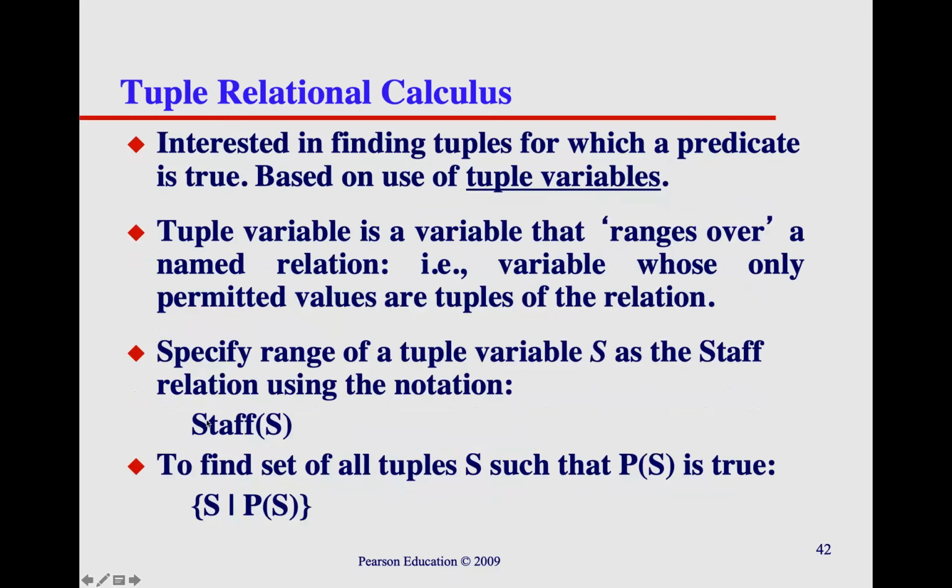Okay, so the way we specify a tuple variable is by giving the name of the relation, and then the tuple variable appears in parentheses. So this is saying that S is a tuple variable that ranges over the tuples of staff. And then here's your first kind of relational calculus. It is the set S such that the predicate applied to S is true. So we want all tuples from S such that they satisfy this predicate P.